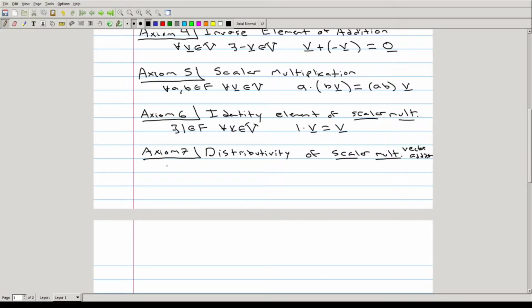and this is just saying that for any element a in the field and for any vectors u and v in the vector space V, the scalar product of a with u plus v is going to be equal to the scalar product of a with u plus the scalar product of a with v.